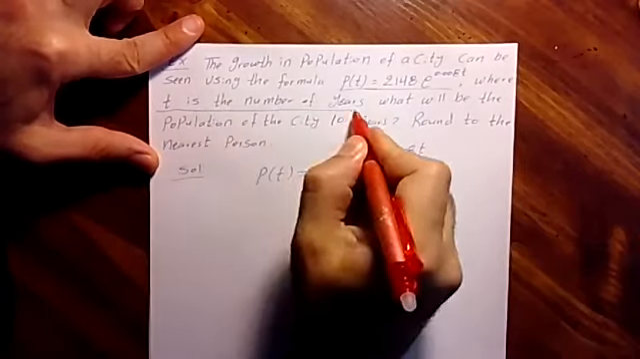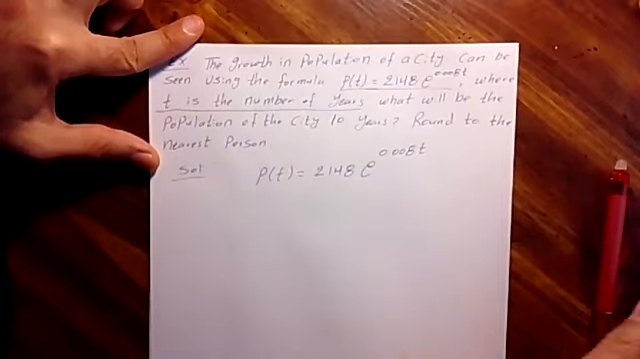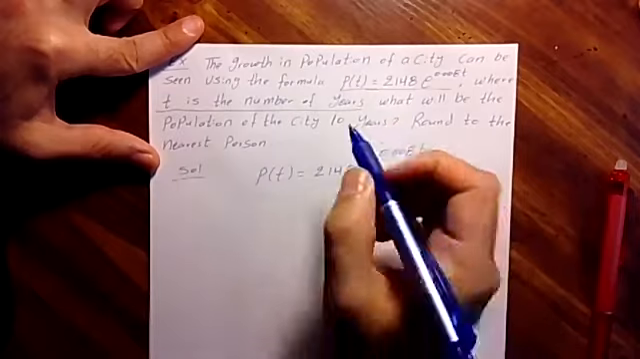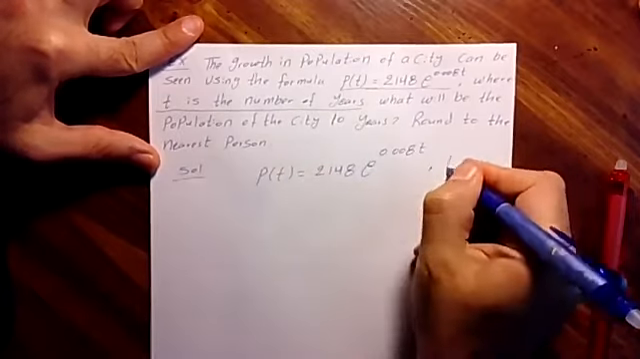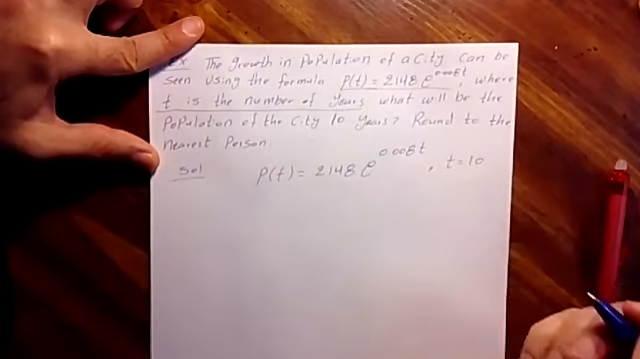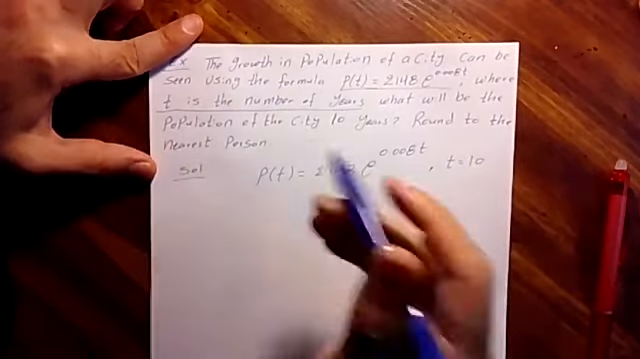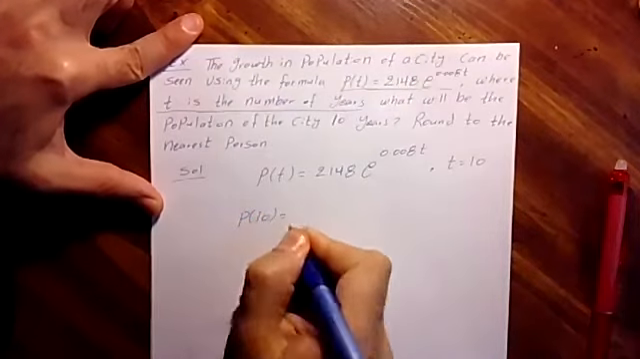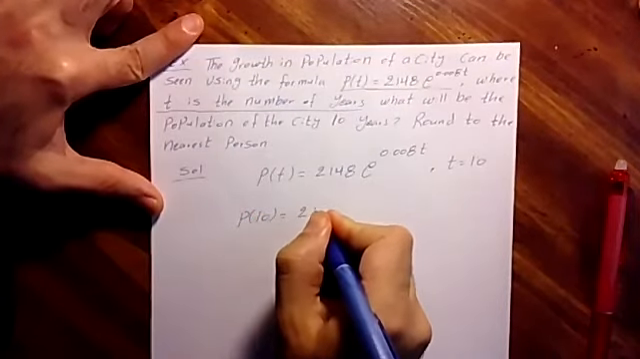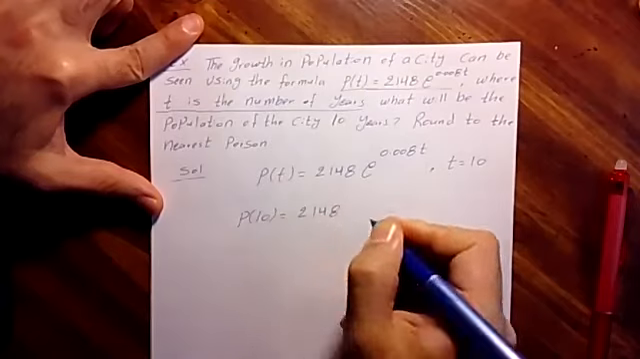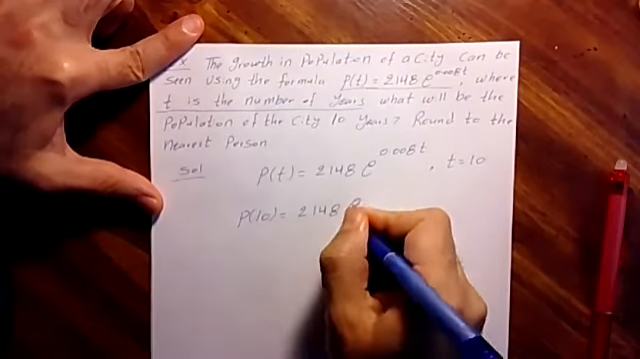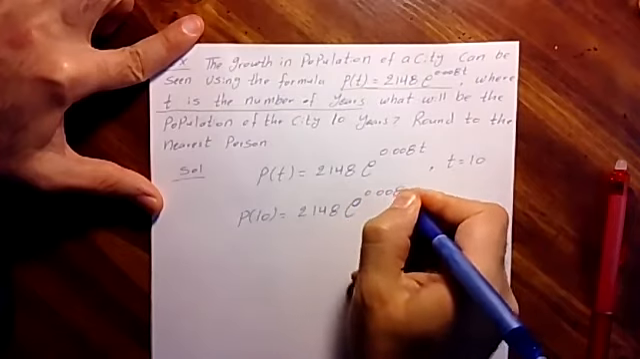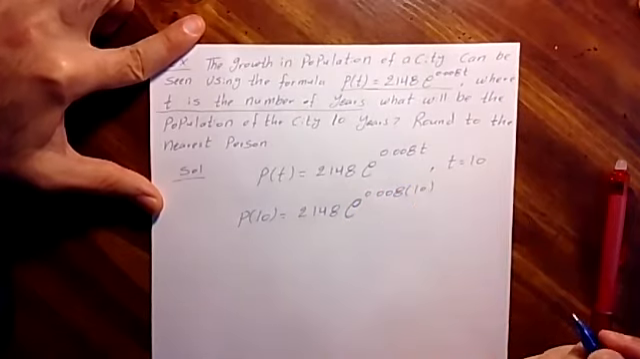Let's see how many years they ask us to find the population. What will be the population of the city in 10 years? That means they're telling you, go ahead, use T equals 10, round to the nearest person. So I'm going to say P of 10 is going to be equal to 2148 e to the 0.008 times 10.